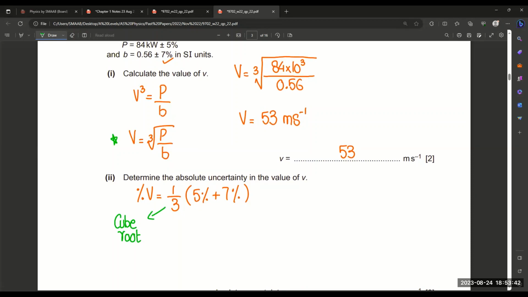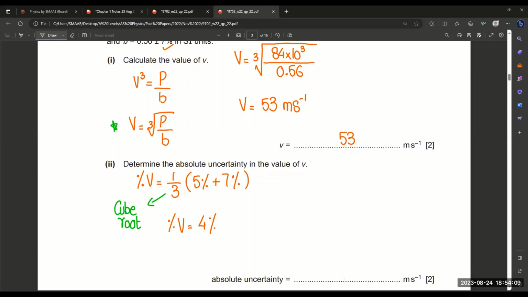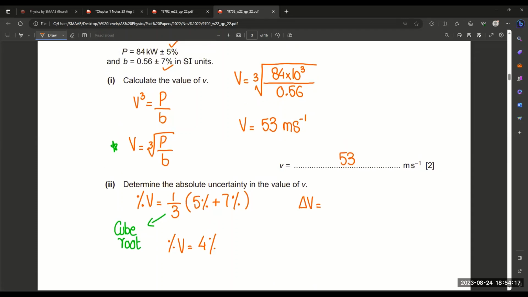So we need to add 5% plus 7%, divided by 3. That will be equal to 12 divided by 3, right? So that will be 4%. So actually there is an error of 4% in your total value, right? To find out the final answer for the absolute uncertainty, we know there is an error of 4%.